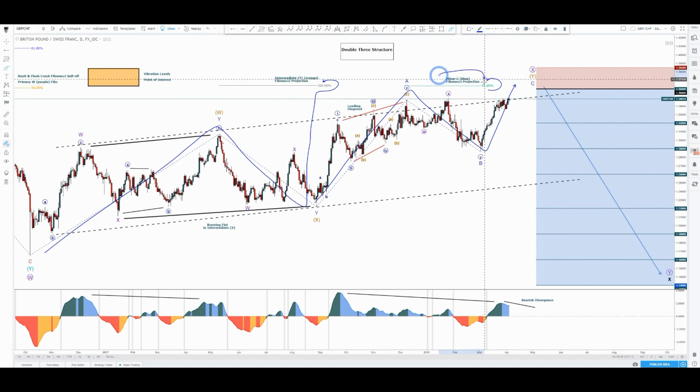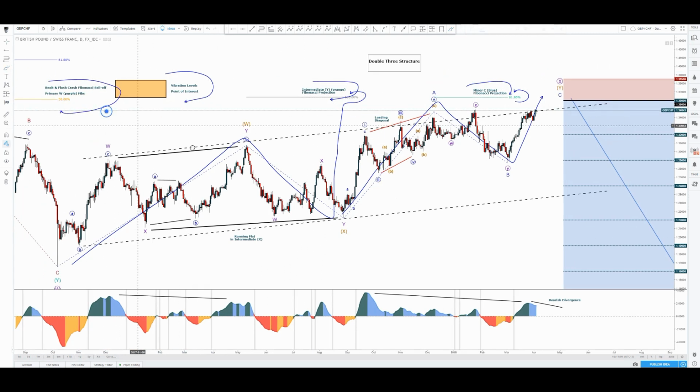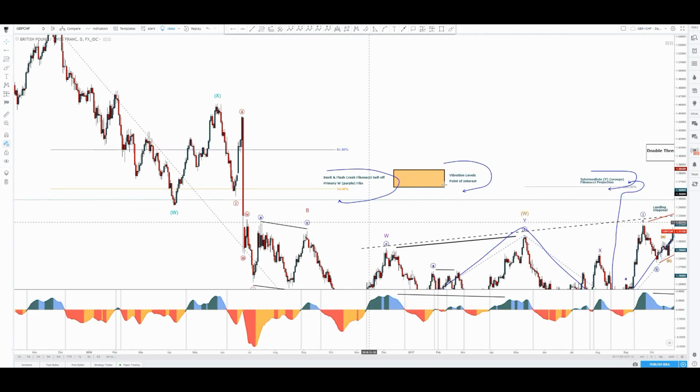This is the projection for minor C. Also 100% projection for intermediate Y, and all of this is aligning with the 50% retracement of that entire drop right there.